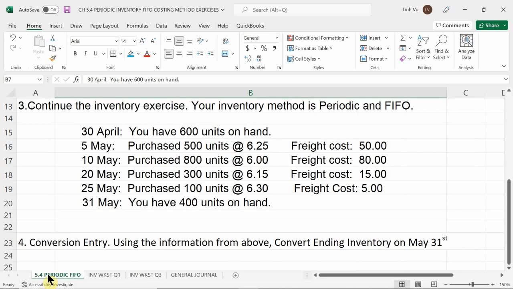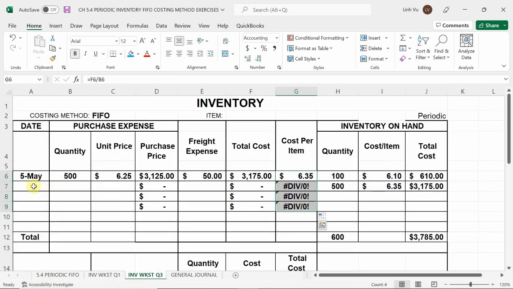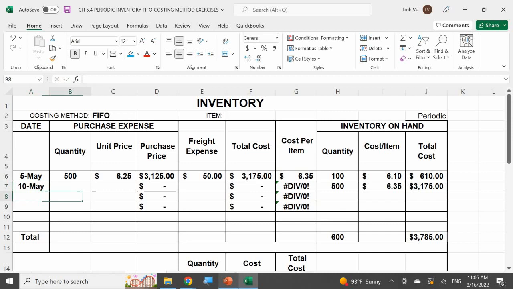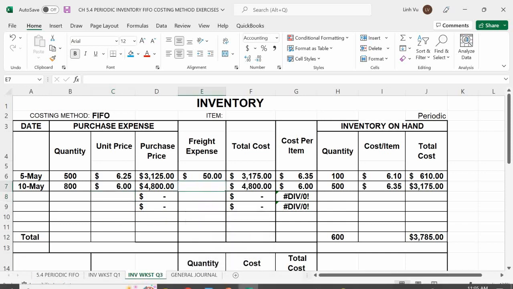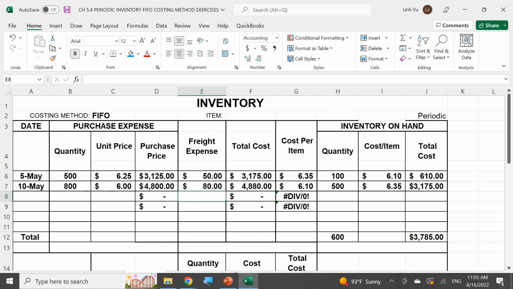All right, so then May 10, you end up purchasing 800 units at $6 each with a freight of $80. Okay. May 10, 800 units at $6, right? That should be straightforward. 8 times 6 is 48, right? Because there's 800, you just add 2 zeros. So in this case, it already calculated for me to be 4,800, right? Plus, we had $80 worth of freight, giving you a total of $4,880.